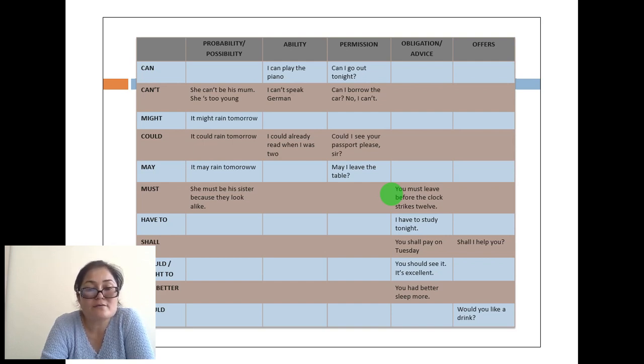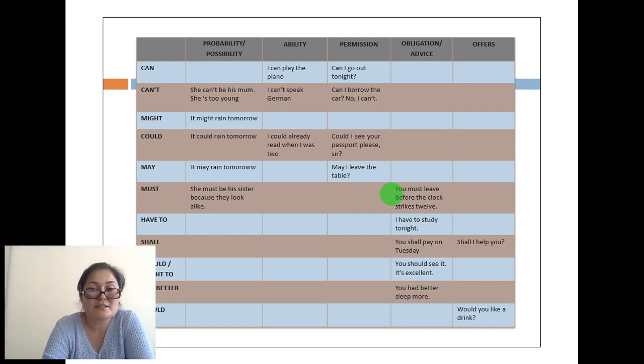It might rain tomorrow. Could expresses probability or possibility, ability and permission. Look at the examples. It could rain tomorrow. I could already read when I was 2. Could I see your passport, please, sir? And may. When it expresses possibility, the following example is given. It may rain tomorrow. And when it expresses permission, you can ask, may I leave the table?